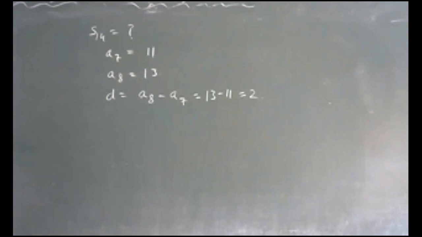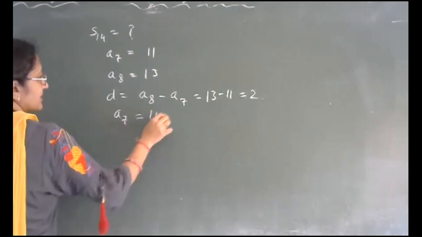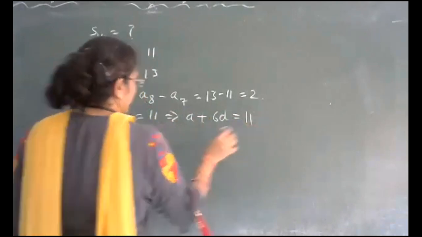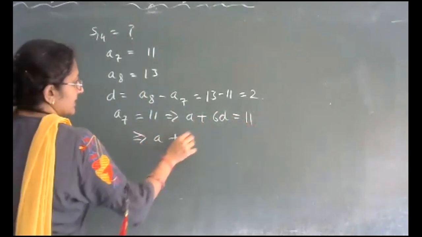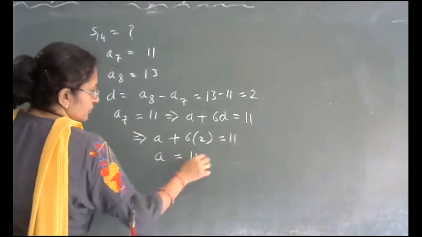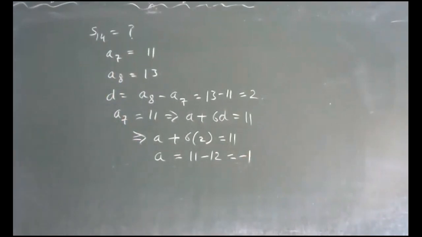Now we have got the common difference. Either we have to find the value of A or A14. Clear? Now you need the value of A, and A14 also, to find the sum of 14 terms. So substitute the value of A in A7. Here A7 is equal to 11, which implies A plus 6D is equal to 11. A plus 6 into 2 is equal to 11. A is equal to 11 minus 12, that is minus 1. You have got the value of A.